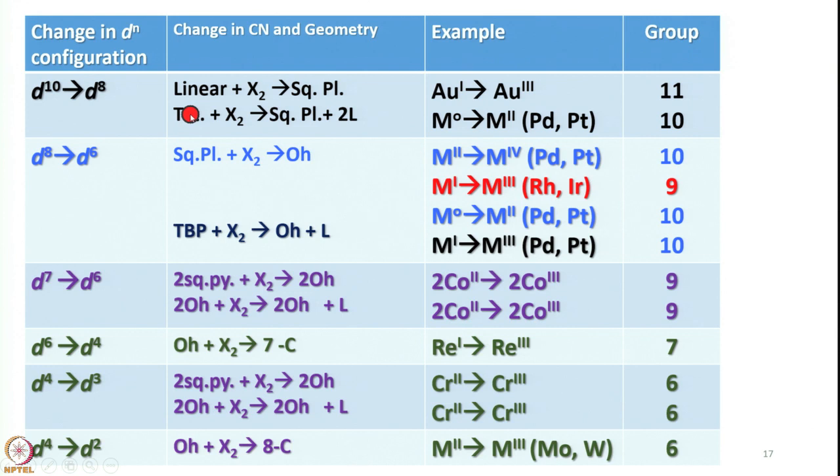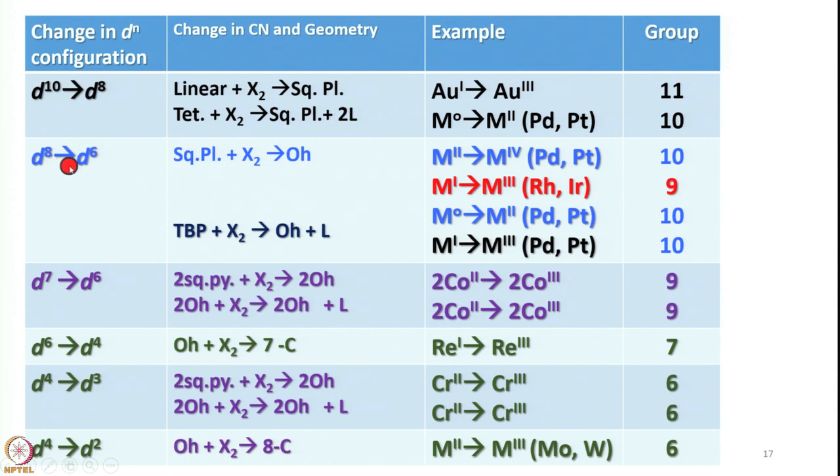A typical example is tetrakis(triphenylphosphine)palladium or platinum. In that one, before oxidative addition happens, two ligands would dissociate to generate a 14 electron species, to which the substrate molecule is added, resulting in the formation of again a square planar complex, and two ligands would come out. Example, metal(0) to metal(II), palladium and platinum, group 10.